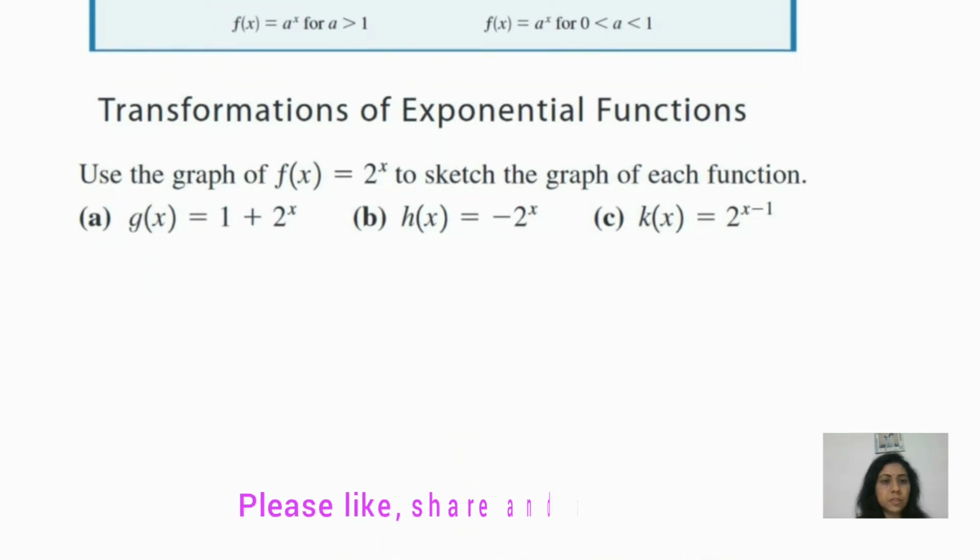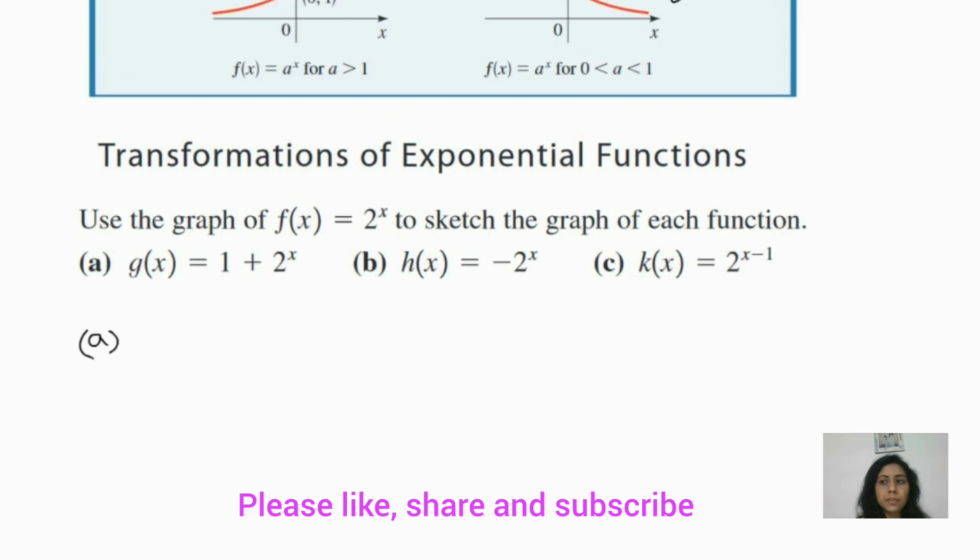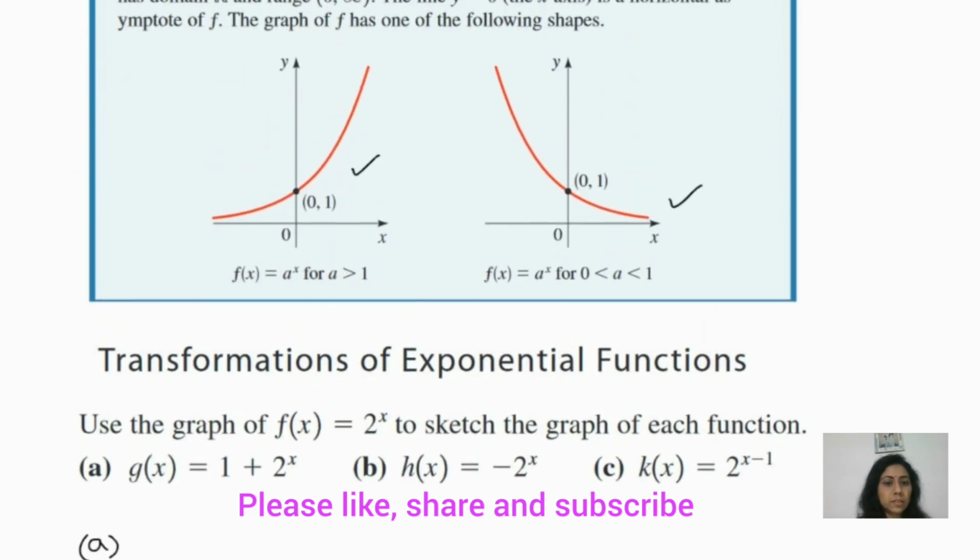Today we will discuss transformations of exponential functions. Use the graph of f(x) = 2^x to sketch the graph of each function. Here are three questions: g(x), h(x) and k(x). So we can observe which type of transformations. f(x) = 2^x. Here the a value is 2, which is more than 1. It means the graph looks like this.